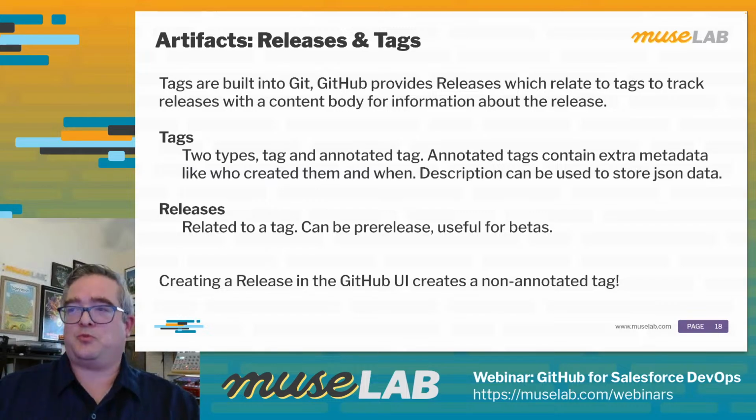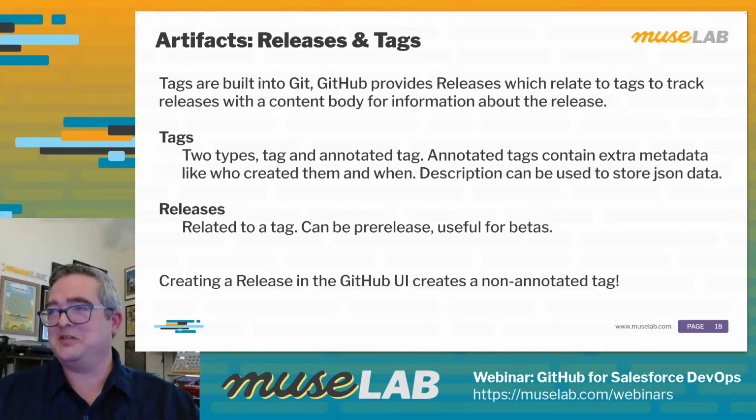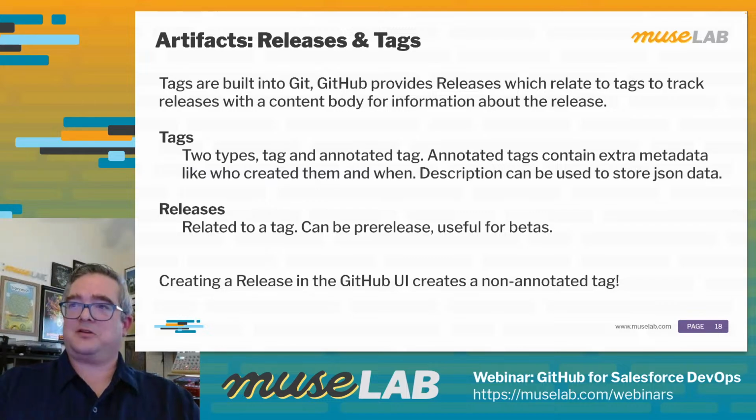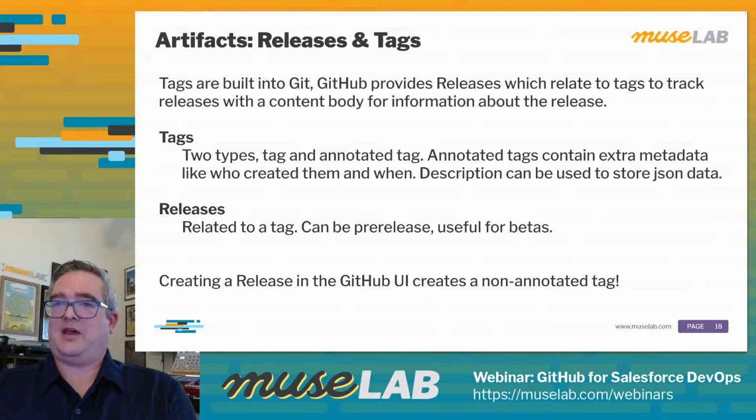You can set them as pre-release, which is useful for tracking beta releases. They have a body field where you can put release information or the install links for a package or things like that into releases. Something to point out here is that Cumulus CI uses these two places as the place of storing package release artifacts instead of having to edit the sfdx project.json file.